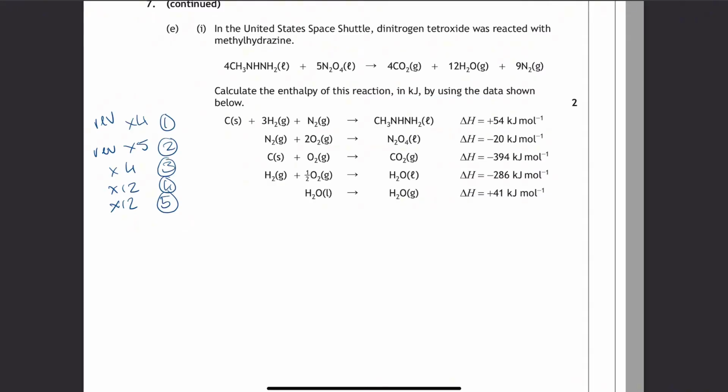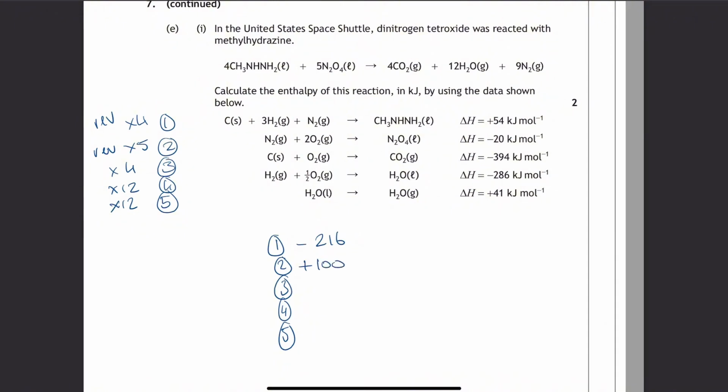Now, sorry, most people would probably rewrite all these equations, cancel everything out, make sure you get the target one, but I'm just going to trust that it all works out and just manipulate the energies. Okay, so it is a bit of like a chemistry trust fall here. So if we reverse it, it becomes a negative. 54 times 4 is 216. Then that becomes a positive 20 times 5. So that's a positive 100.